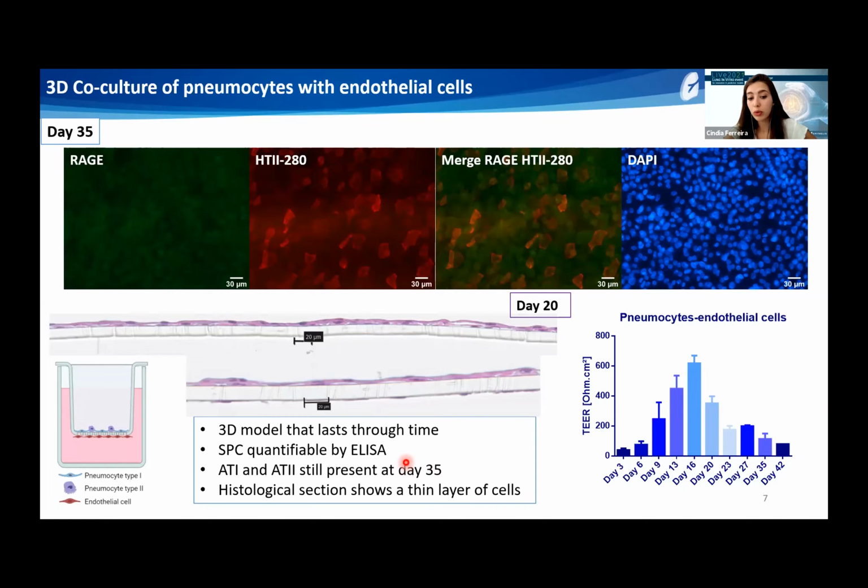We were also able to quantify SPC through ELISA, and we have T1 and T2 markers present on day 35 and a thin layer of cells. So this model seems very promising for an alveolar model.